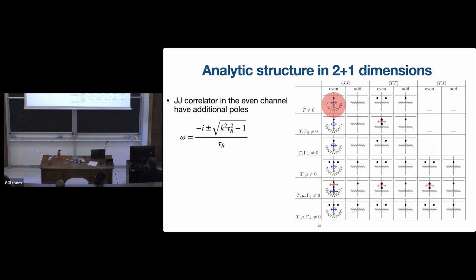And this is what the poles look like. You have this usual diffusion pole, which goes like the relaxation time divided by the spatial dimension, which is 2 in this case. And additionally, you have this gapped mode, which is deeper in the complex plane, with 2 times 1 over tau r, and there are some subleading terms in the small k expansion.